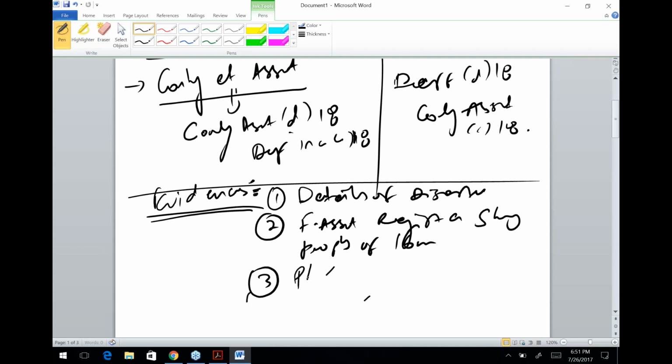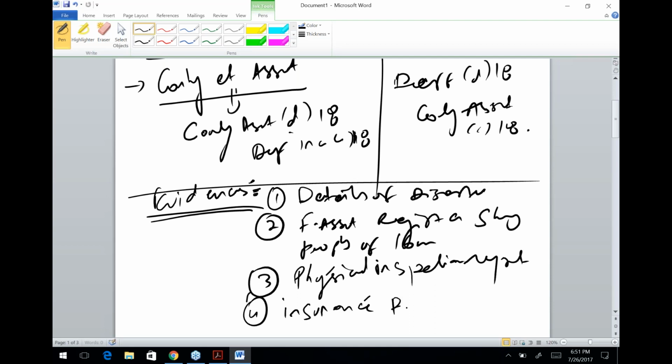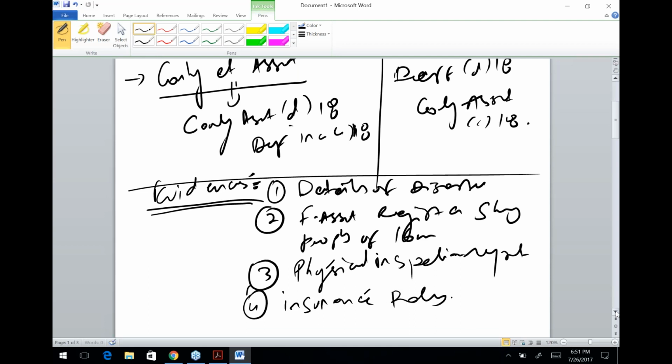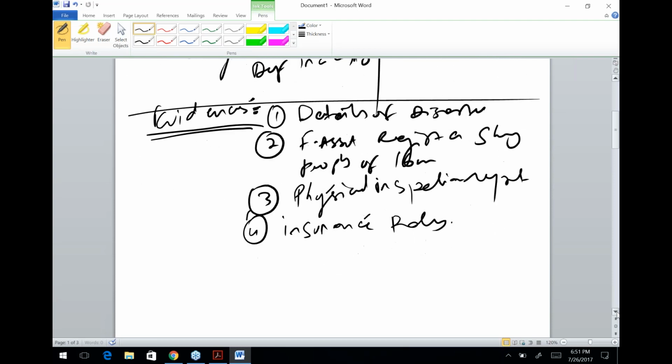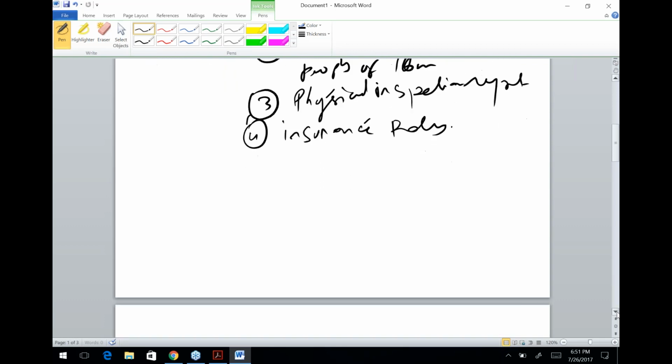Another thing is the physical inspection report. Why physical inspection report? Because they say that it was being demolished 3 weeks after the disaster. So if it was being demolished, have we physically inspected it? If we have inspected it, do we have the report? So all this is important. Furthermore, you need to have the insurance policy, and the claim made under the insurance policy, etc. These are all things which are necessary for this specific audit.